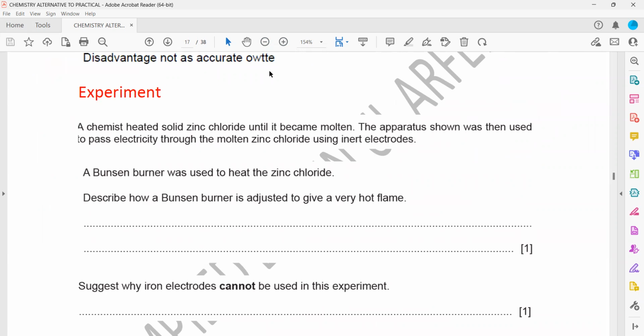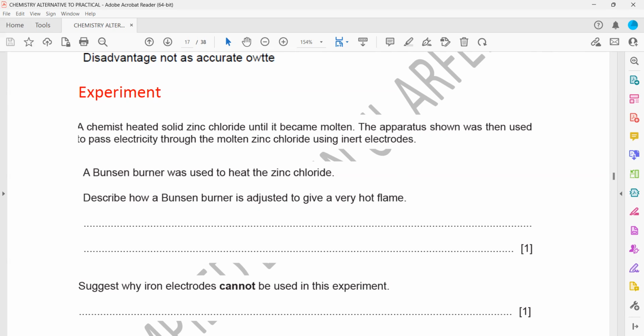A chemist heated solid zinc chloride until it became molten. An apparatus was then used to pass electricity through the molten zinc chloride using inert electrodes. A Bunsen burner was used to heat the zinc chloride. Describe how a Bunsen burner is adjusted to give a very hot flame. Look, to give a very hot flame, increasing the concentration of oxygen.